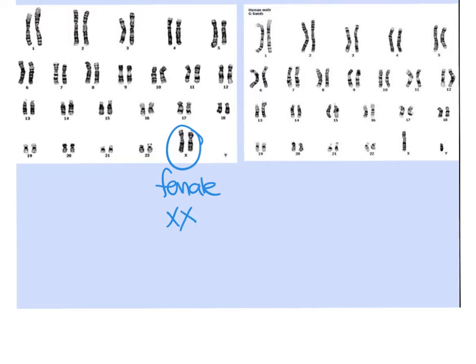And the person on the right, whose karyotype that is, well, they again have 46 chromosomes. This is a 22nd pair, and this is the 23rd pair. So they've got one big one, so that's the X chromosome, and the small one is the Y chromosome. So we know that that person is male.